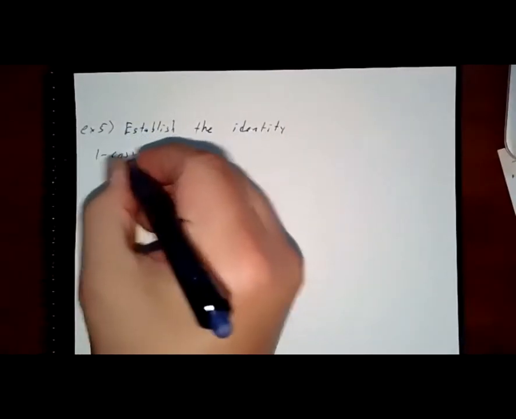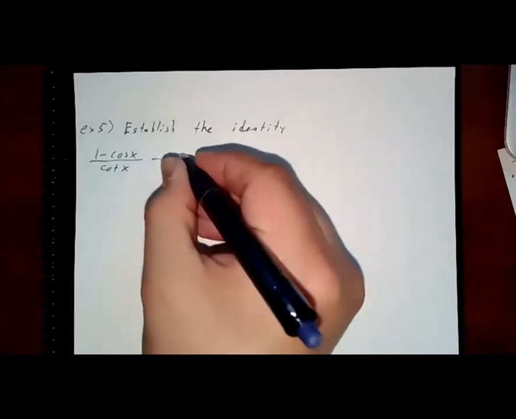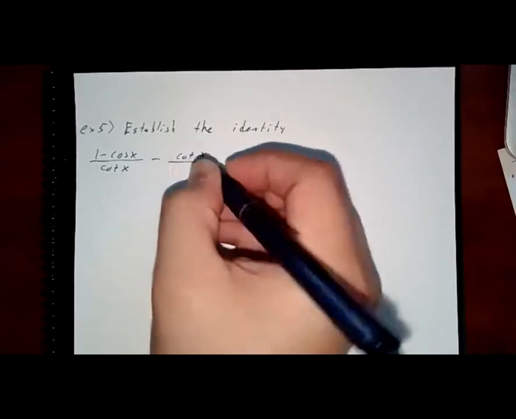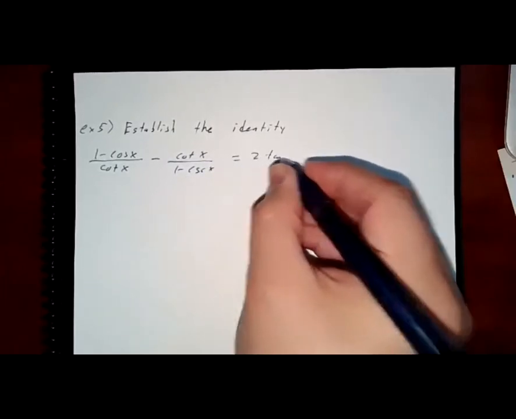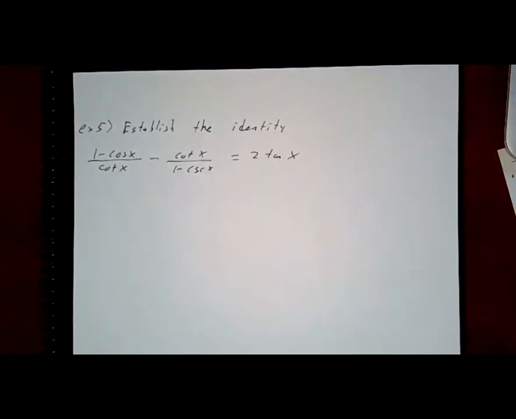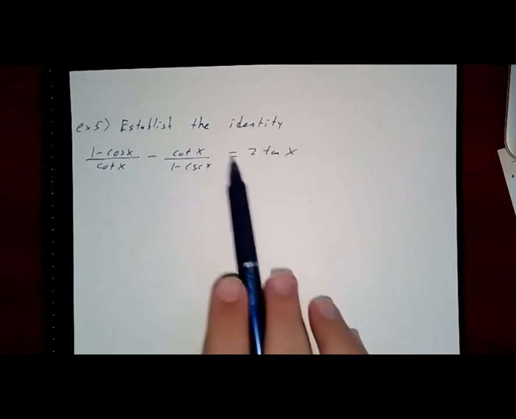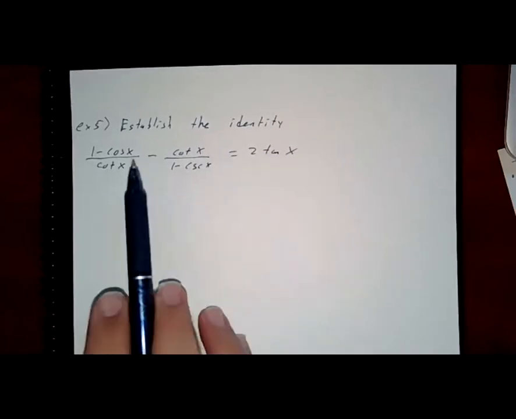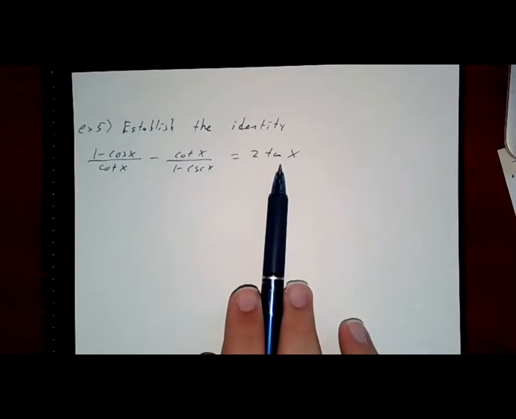(1 minus cosine x) over cotangent x, minus cotangent x over (1 minus cosecant x), equals 2 tan x. So clearly we're going to pick the left-hand side because that is more complicated. If it's too simple, it'll be a lot harder to turn tangent into this. You see that? Because this will require a lot of creativity. Over here, we can kind of already think, well, maybe if I add these together, something will happen. Over here, I have no idea what to do.